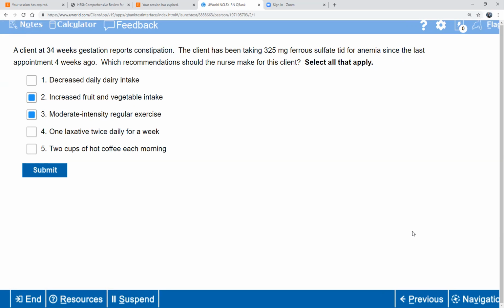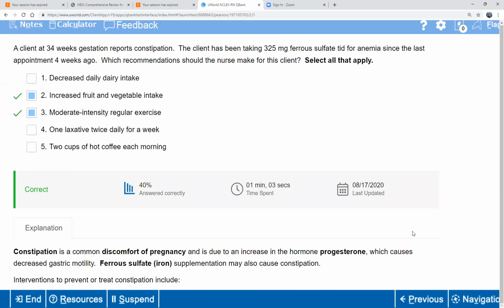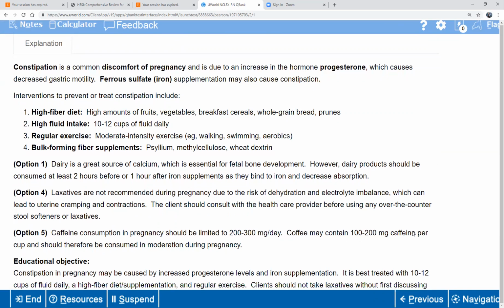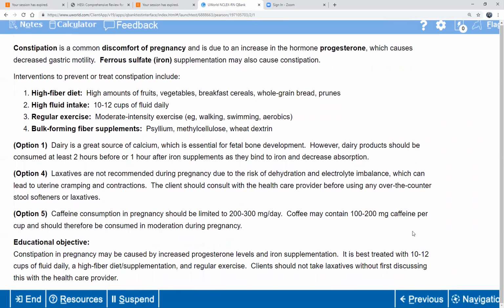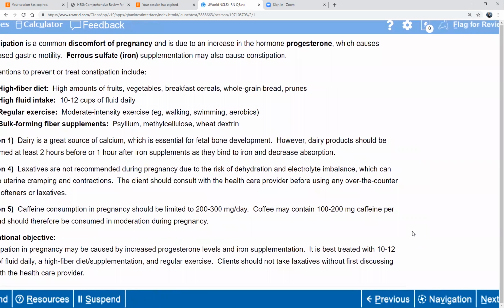Final answer. No coffee in the morning. Hold on. No coffee in the morning. No coffee. Dang it. Decrease. Yep. No coffee. Okay, good. All right, look, there's your 5 or 6 things in bold for you. Okay. Moderation in pregnancy. Yep.